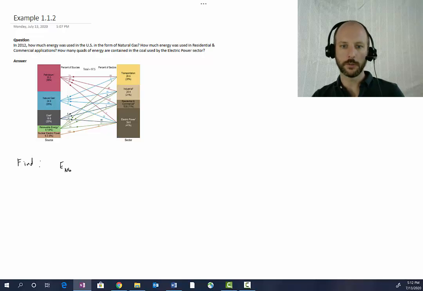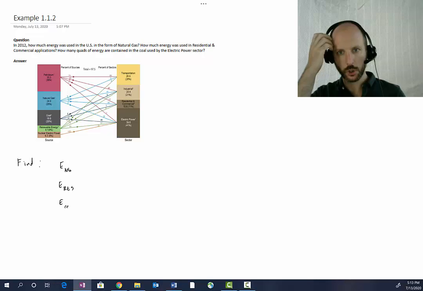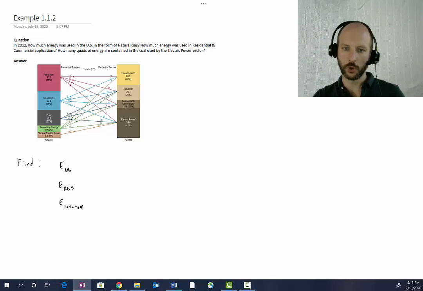Well, we need to find the energy contained in natural gas. We're going to write E sub NG for energy in natural gas. We could have written U sub NG if we were physicists. In electrical engineering, we don't typically have a letter associated with the variable energy, so I'm just going to stick with E. We're going to find that also for the residential and commercial sector. E sub res is the second thing that we're going to find. And then finally we want to know how much energy is contained in the coal, specifically the coal that's used by the electric power sector. So I'll just call that E coal-EP.